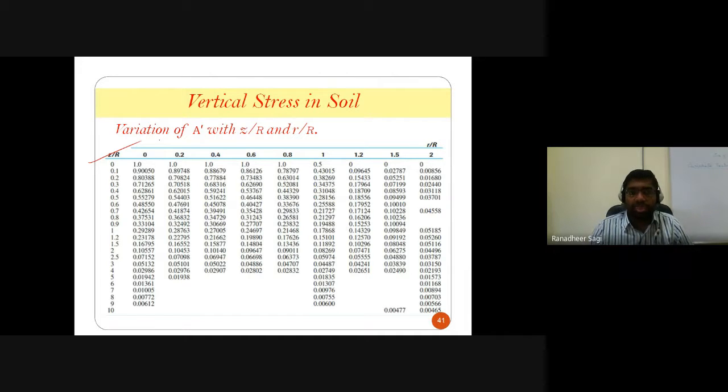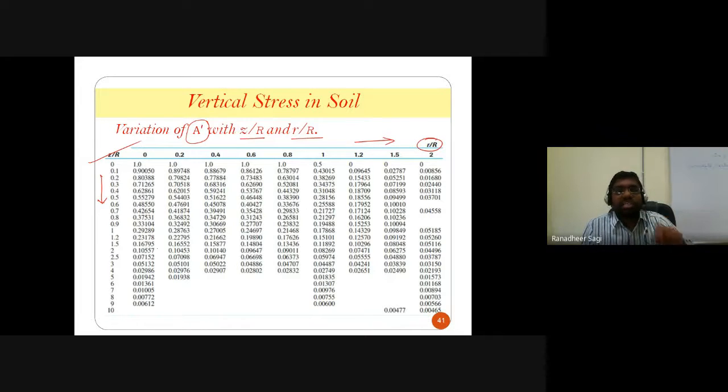Let's say for example, how do I pick out here? This particular table refers to how to know what your a dash value is, that you are supposed to be picking out from the table for the corresponding ratio of z by R and r by R. So if you know the radius of that circular loaded area, at what depth you are choosing your point B, and at what radial distance that point B is there, then z by R ratio and r by R ratio I can calculate. Look here, this vertical direction indicates your z by R, this horizontal direction indicates your r by R ratios.